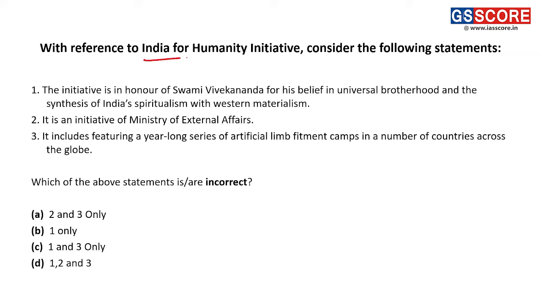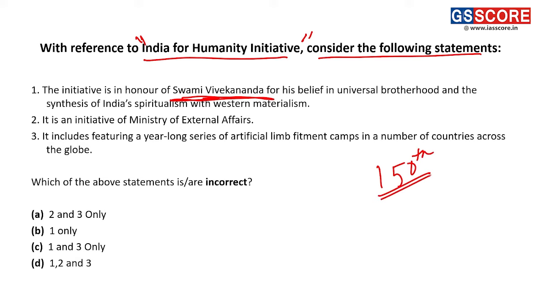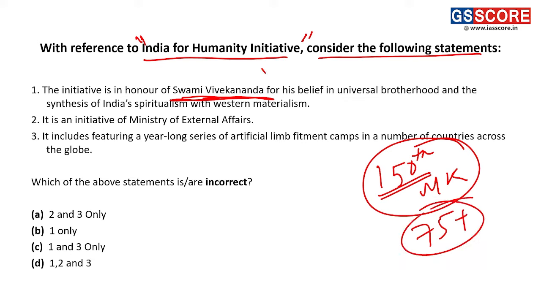With reference to India for Humanity initiative, consider the following statement. So Swami Vivekananda is being celebrated every year on various occasions, right? And hence this idea of humanity is important, as we can see this Swami Vivekananda mentioned in there also. It is the 150th year of the birth anniversary of Mahatma Gandhi, right, which was there in the last couple of years. Also 75 years plus of India's independence. So the unsung heroes and such initiatives by the various government ministries are important, right?